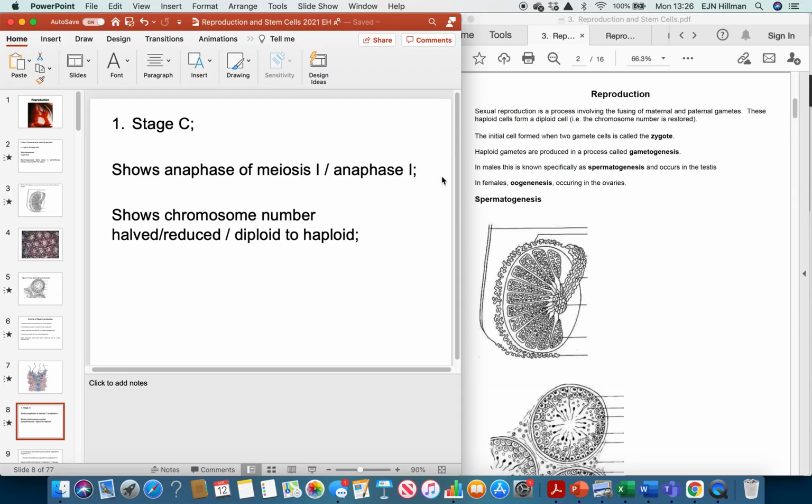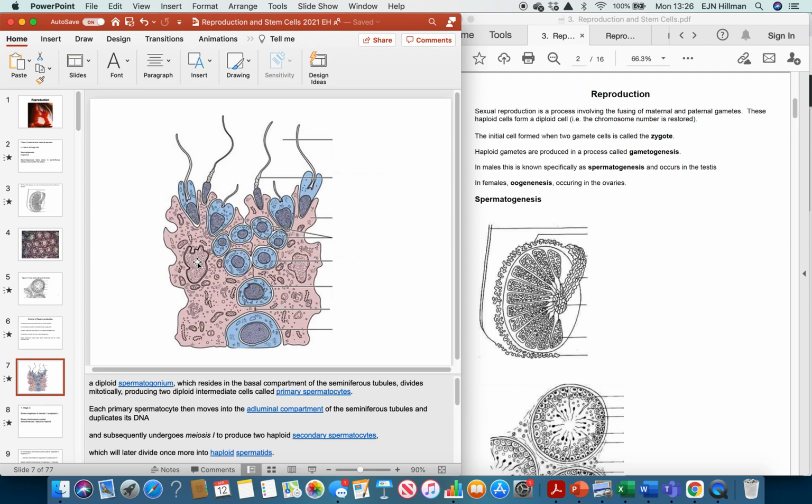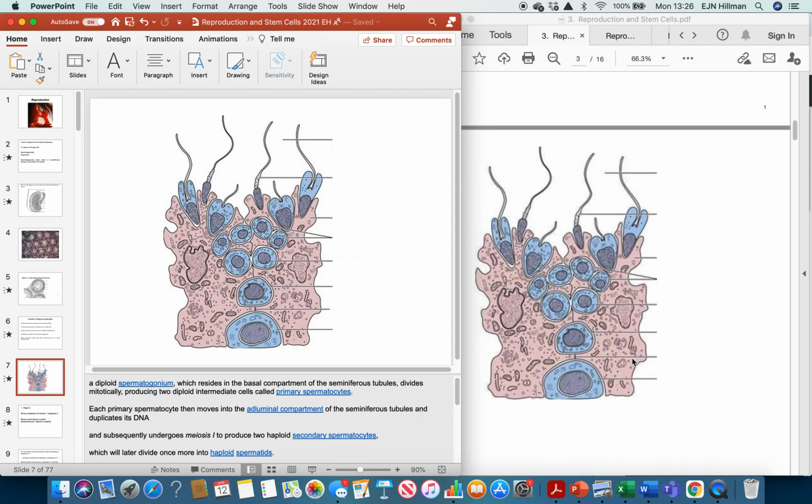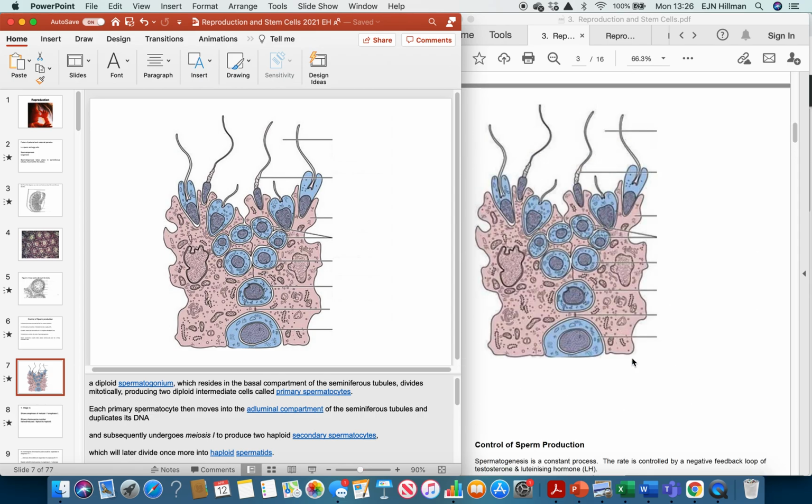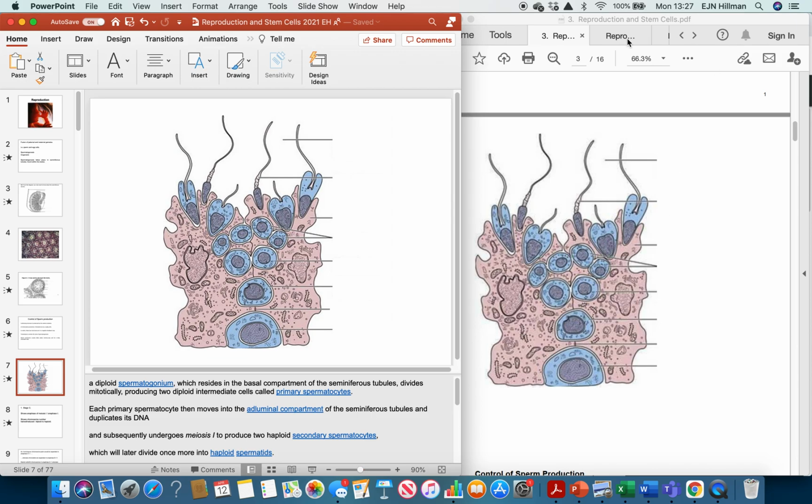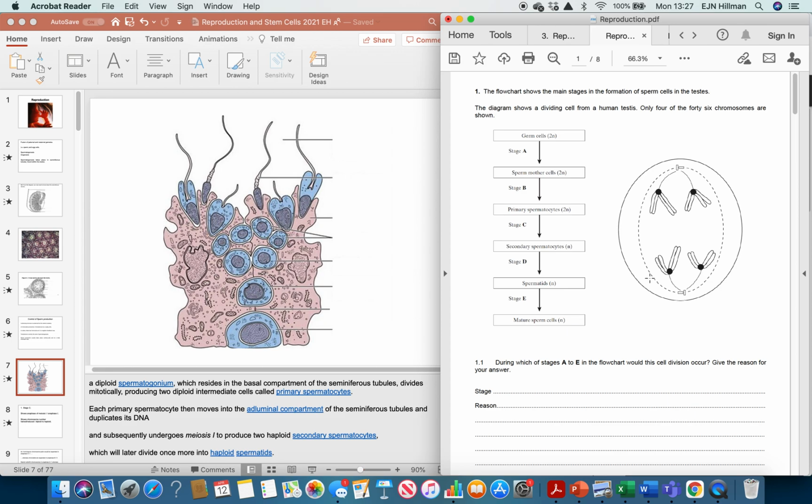Okay, let's get back to this. In your question booklet now, after you've labelled the diagram on page 2 of your notes, you may wish to have a go at question 1. Question 1 shows a flow chart of the main stages of the formation of the sperm cells in the testes. The diagram shows a dividing cell from a human testis. Only 4 of the 46 chromosomes are shown.